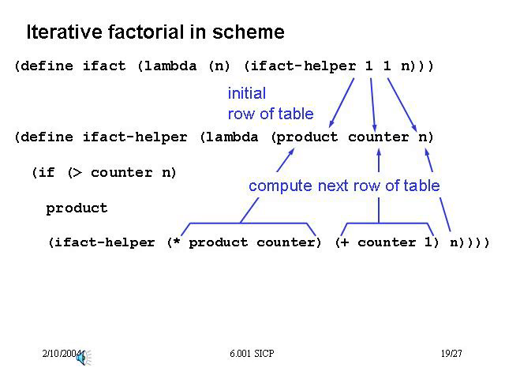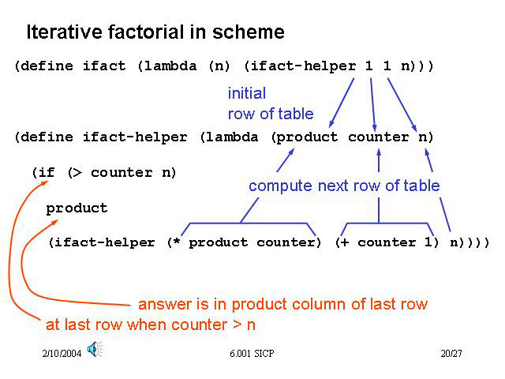Then I look at what happens inside ifact helper, and I can see that applying ifact helper basically computes the next row of the table. It says, given a product, a counter, and an n, I'm going to call ifact helper again with a different product, an update rule for it if you like, a different counter, there's the update rule, and the same value of n. So this is just generating at each stage another row of my table. And what else do I need? Just to determine when to stop. So I've got a test to check when that happens, and I know that the answer is in the product column of the last row, so when I get there, I just return the value of product.